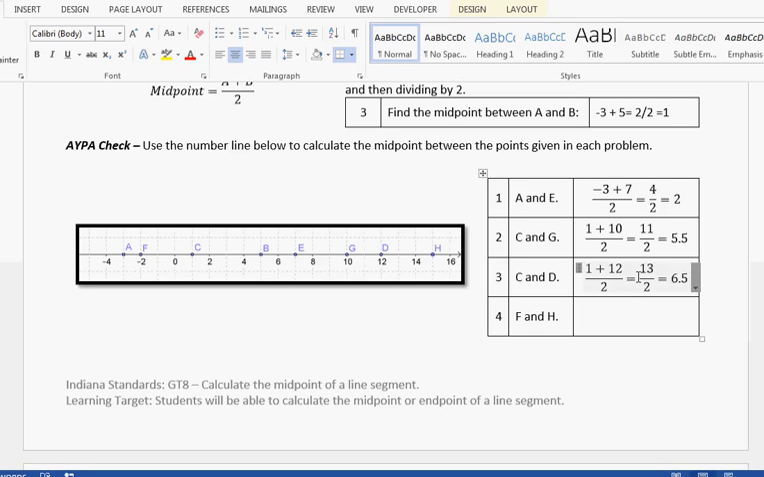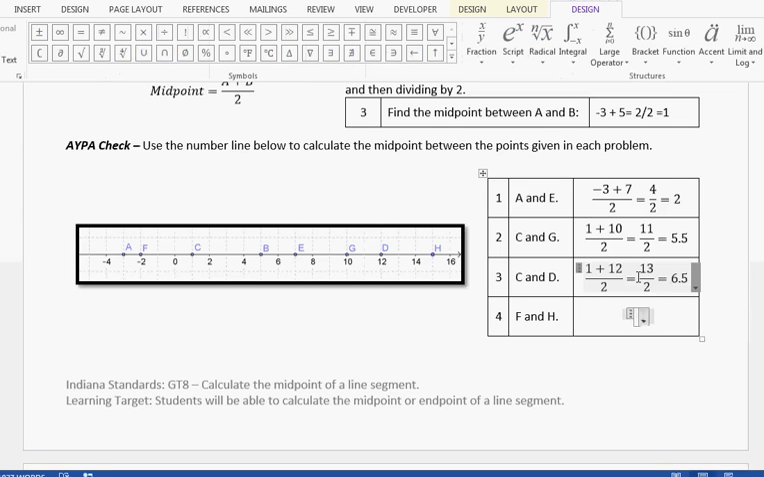Okay. F is, let's see, where's F at? -2. So if I've got -2 over 2, oops, that didn't work. There we go. And H is 15. Okay, plus sign maybe. So 15 minus 2 is 13 over 2, which is, hey, look at that. Same, 6.5.